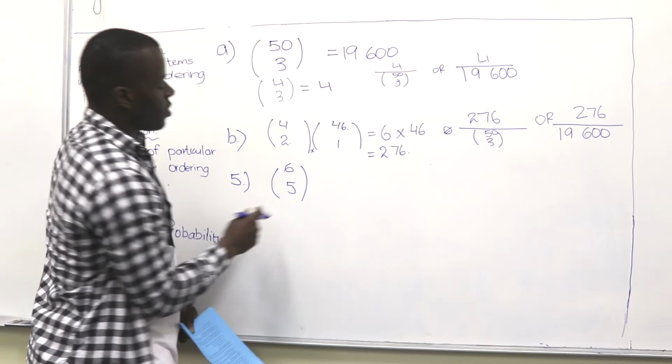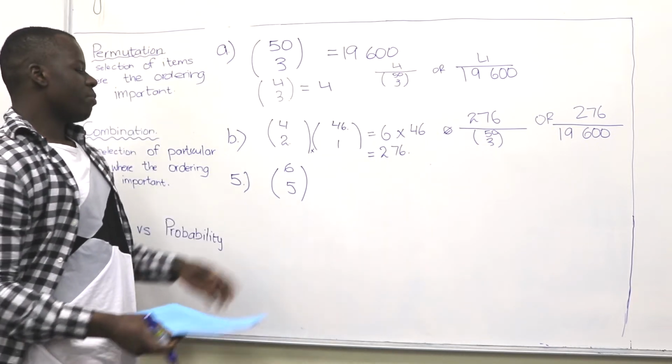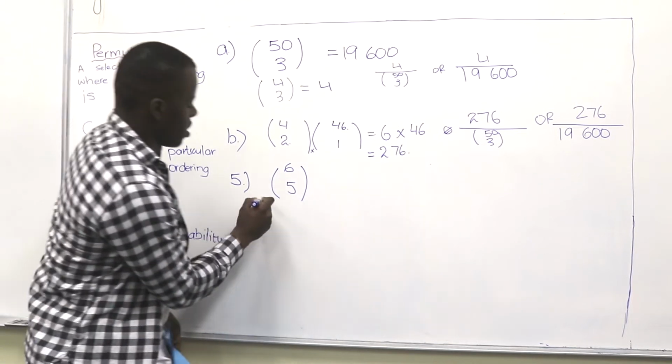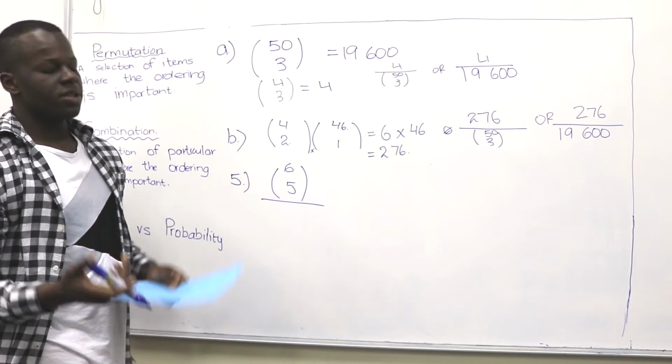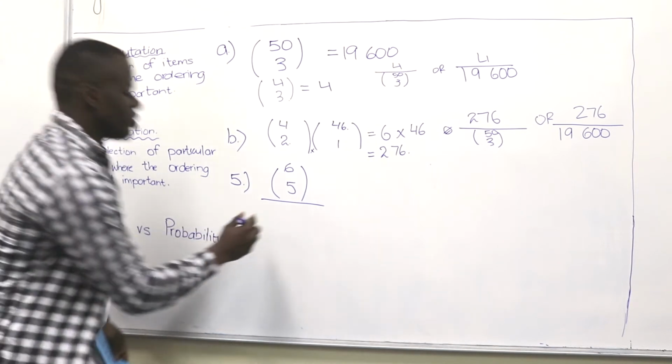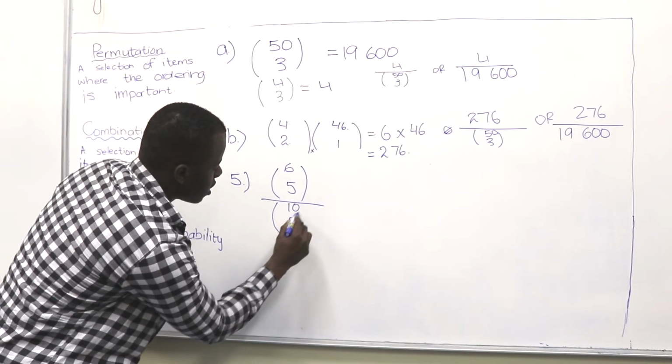If they had asked us how many ways can she answer the exam, then this would have been fine, but now they're asking for the probability. So the teacher said 10 problems in total, but they're only going to ask 5 of them. So now we're going to put all of this 10 over 5.